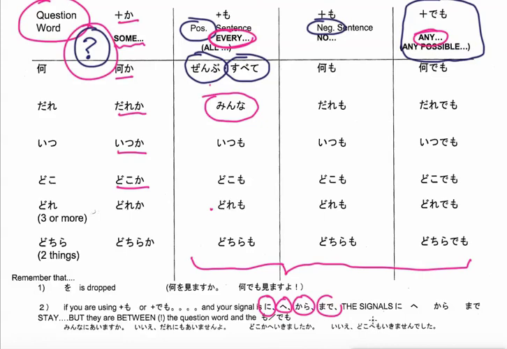So the only thing to remember is if you are using the mo's or demos and your signal is ni, e, kara, and made, any other signal, we don't care, then it's going to split between the question word and the mo or demo is where you are going to put that signal. And it just comes right in the middle. If that signal is not part of the equation in the original sentence, don't worry about this finicky little rule.